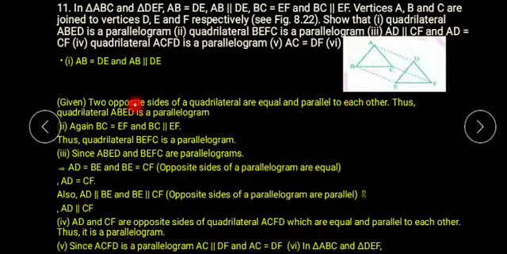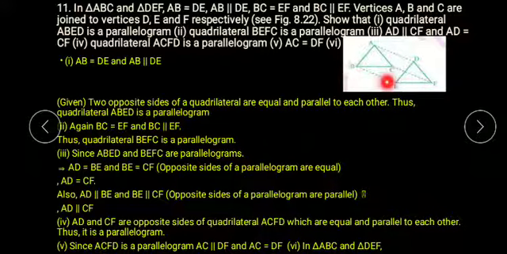So by question number 1 and 2, we can directly conclude that quadrilateral ABED as well as quadrilateral BCFE both are parallelograms. So if both are parallelograms, then we can say AD is equal to BE, and BE is equal to CF. So we can conclude that AD is equal to CF.